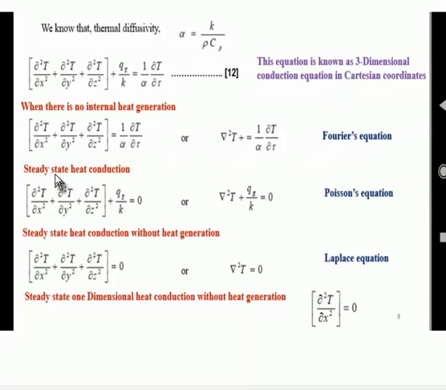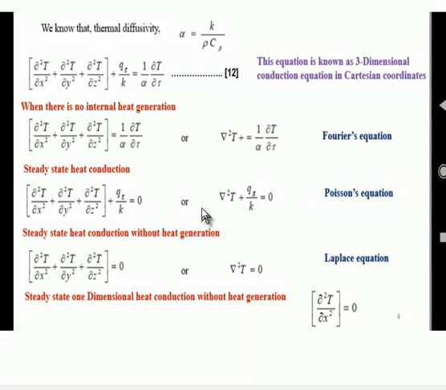Okay. The next assumption is steady state heat conduction. If there is steady state heat conduction, then this term becomes 0. Then we are left with only these terms: ∂²T/∂x² plus ∂²T/∂y² plus ∂²T/∂z² plus q_g by k is equal to 0, because the heat is in steady state. When there is no heat generation, this term becomes 0. When there is steady state heat conduction, this term is 0.